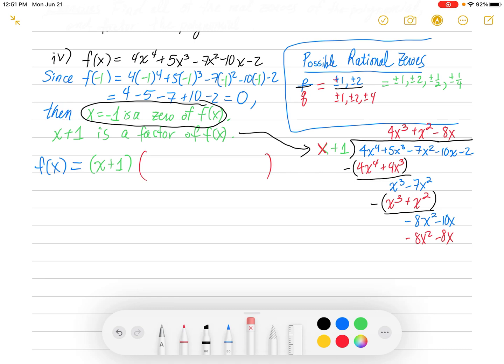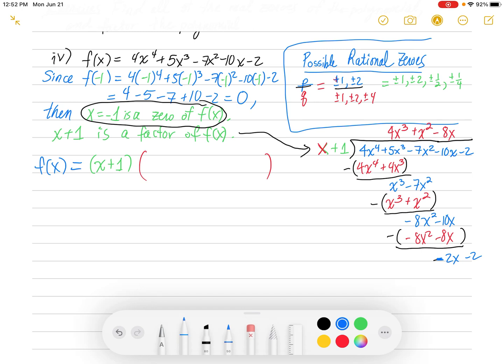Okay. Now let's subtract the blue negative 8x squared minus 10x minus the negative 8x squared minus 8x. The negative 8x squareds cancel. And when you take negative 10x minus negative 8x, that's the same thing as taking negative 10x plus 8x. It's going to be minus 2x. Okay, and then I'm going to bring down this minus 2 here on the end.